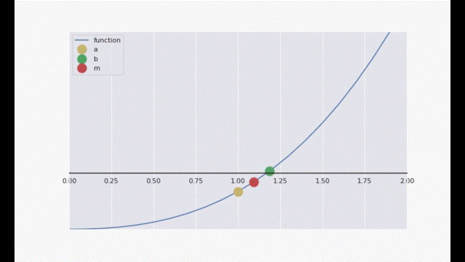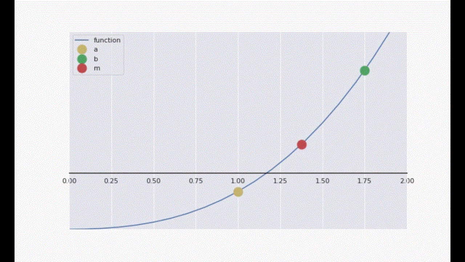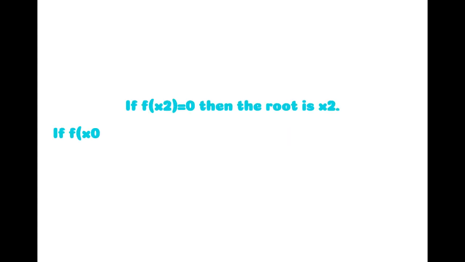The root is obtained in the bisection method by successively halving the interval. For example, if x0 and x1 are two guesses, then we compute the new approximate root as x2 equals x0 plus x1 divided by 2. And now we have three different cases.